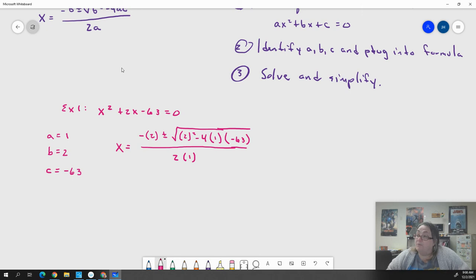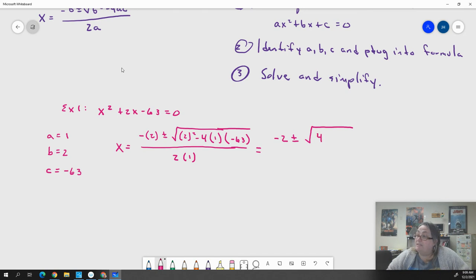Always start with what is underneath your square root. Think of it as a grouping, like the parentheses in PEMDAS. Deal with what's under that square root first. So I'm going to start with writing my -2 plus or minus just to have it out of the way, and I'm going to do the math under here. 2 squared is 4, right?